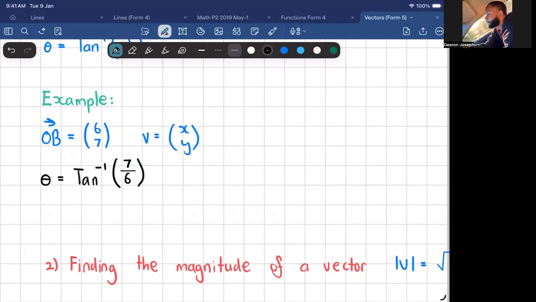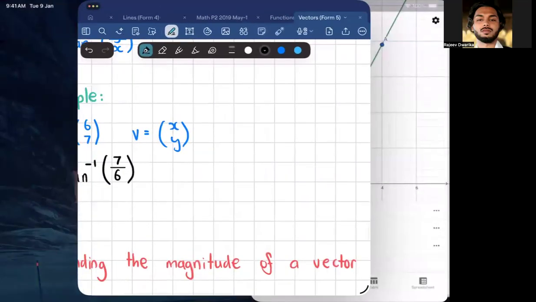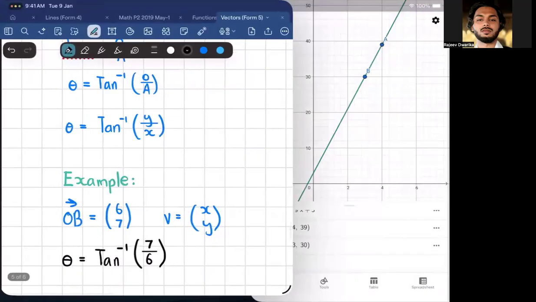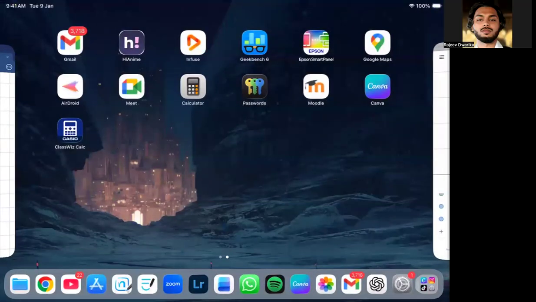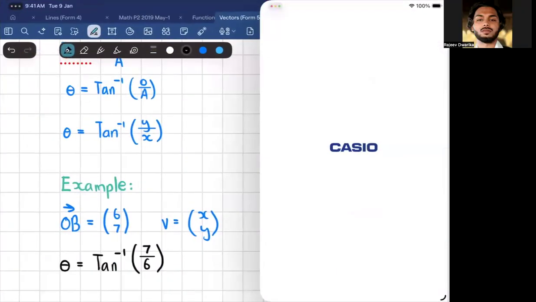So let's type it in again, on the Casio. Let me show you guys. Okay, here it is.